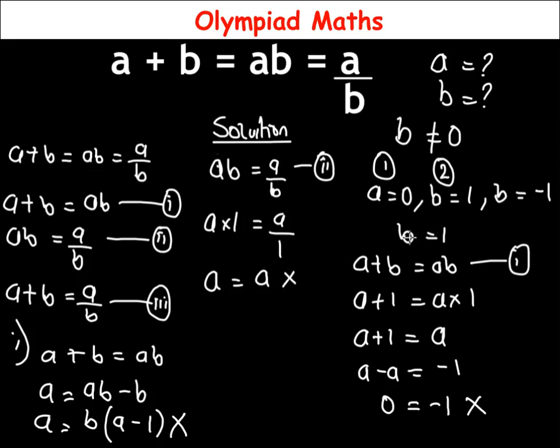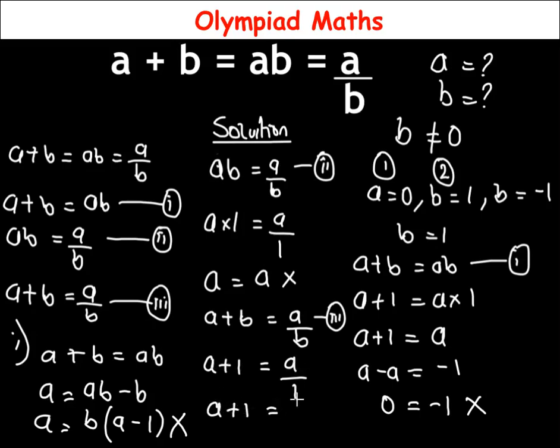Okay, also input b as 1 into equation 3. So equation 3 is a plus b is equal to a over b. B is 1, so a plus 1 is equal to a over 1, which is a. Then collect like terms, so a comes over, you have a minus a is equal to plus 1 comes here, it becomes minus 1. A minus a is 0, which equals minus 1. And this also can't give us a possible solution. So in this case, b equals 1 cannot give us a possible solution.